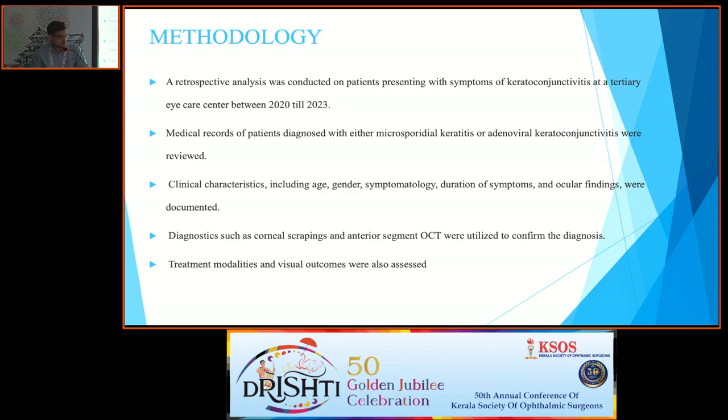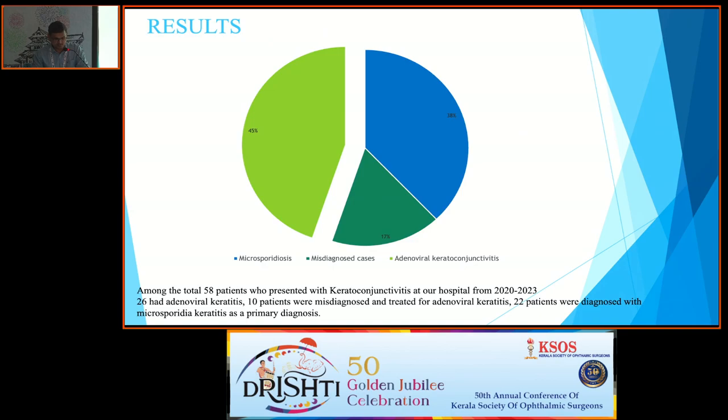So among the total 58 patients who presented with keratoconjunctivitis, we had 22 patients diagnosed with microsporidiosis as the primary diagnosis. There were 10 patients who were treated elsewhere and misdiagnosed as adenoviral disease, who presented to our center, and we had documented 26 adenoviral cases in our center.